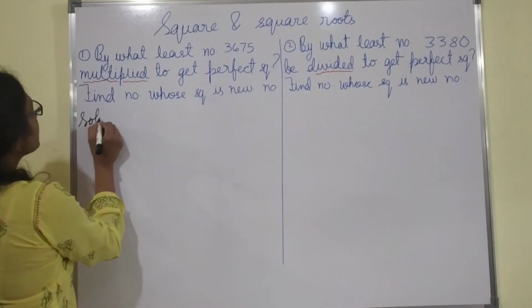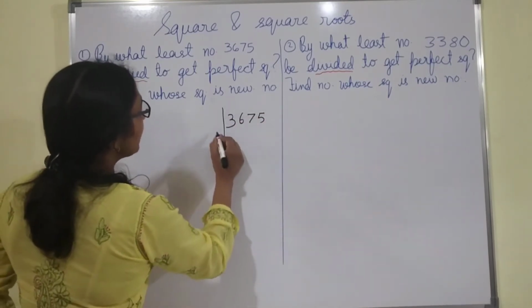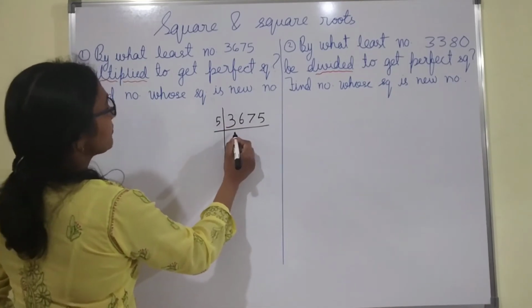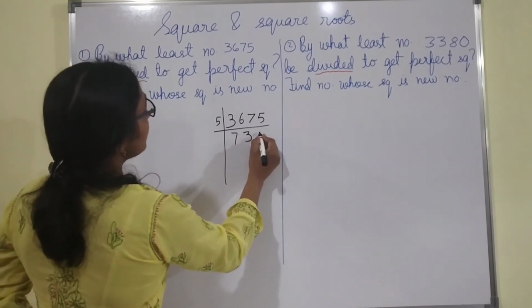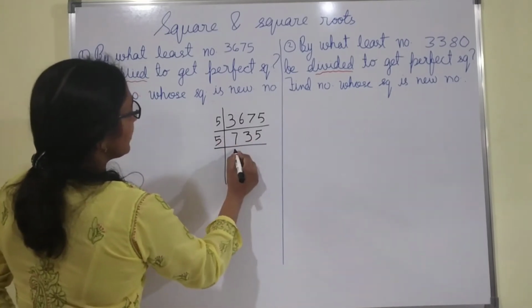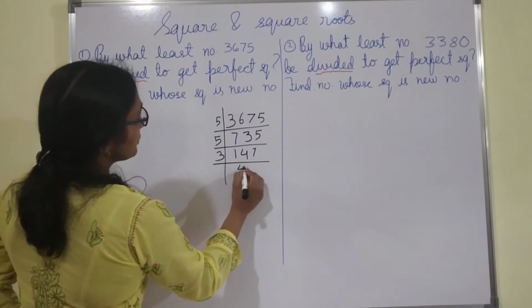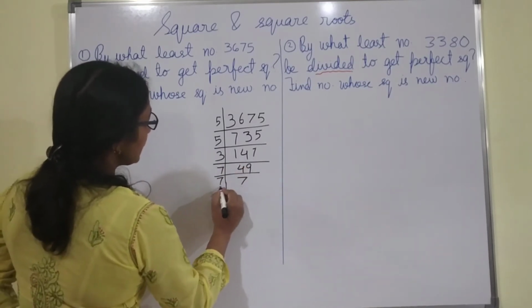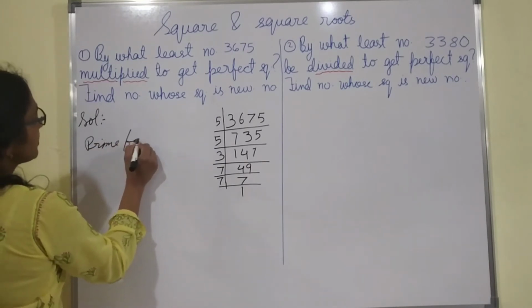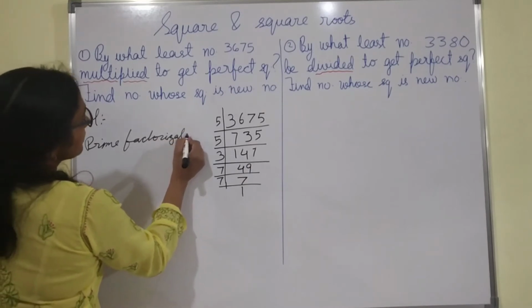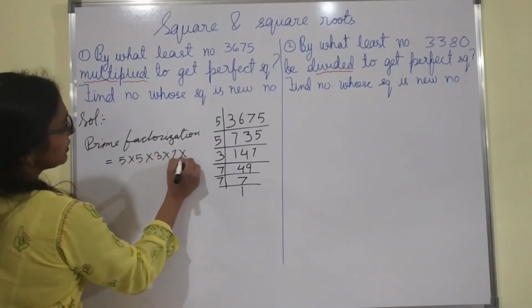Solution. To find the number, we will do prime factorization. So 3675: 5 ones are 5, 5 threes are 15, 5 fives are 25, 5 sevens are 35... and 7 sevens, 7 ones. So the prime factorization is 5 into 5 into 3 into 7 into 7.